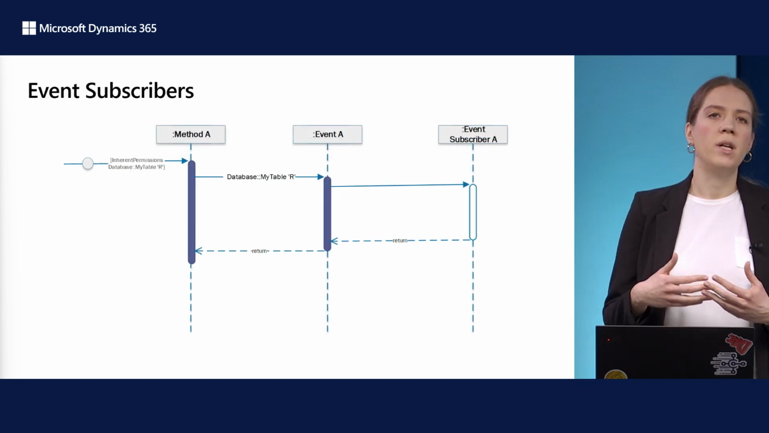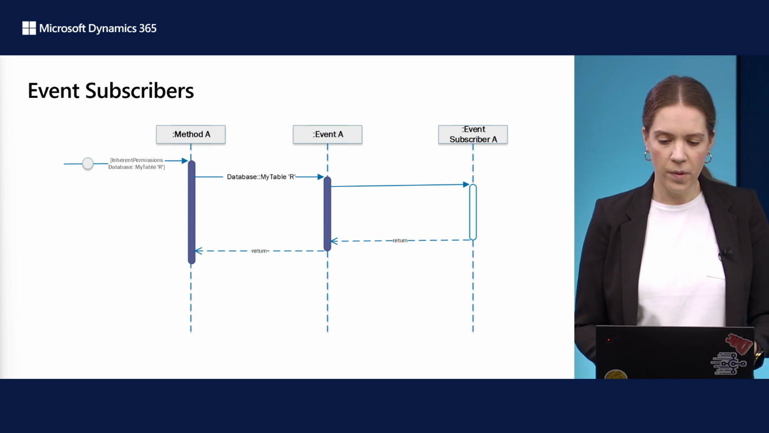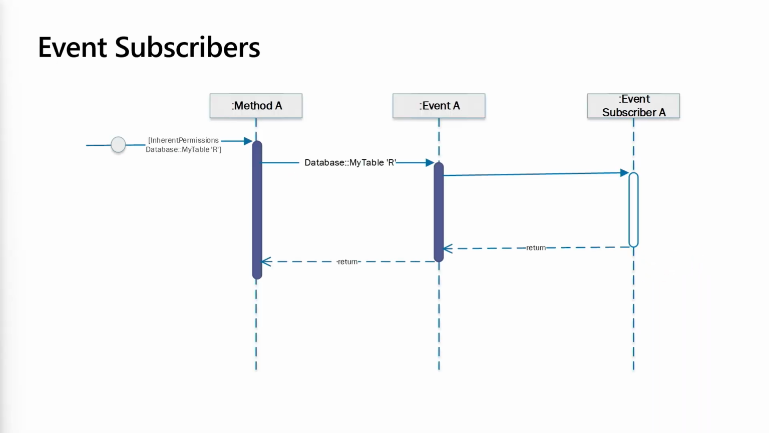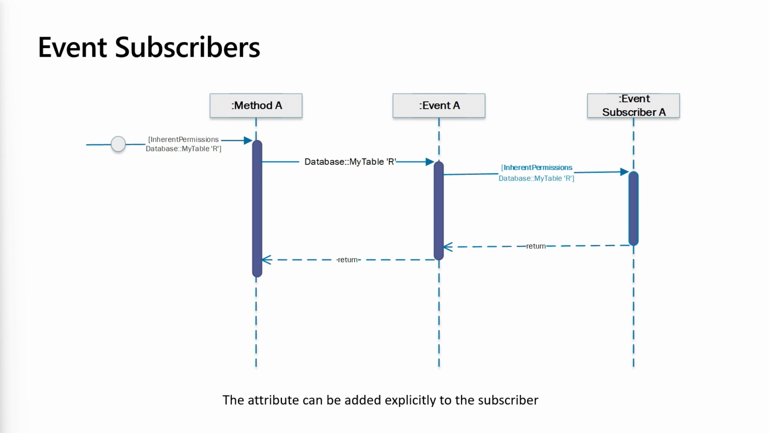There is a slight difference with event subscribers. By default, the inherent permissions are not being pushed down the call stack for the event subscriber method execution. This behavior can be modified by explicitly adding the inherent permission attribute on top of the event subscriber method. So in this case, in the diagram, the additional permission is going to be granted to the event subscriber method scope as well.